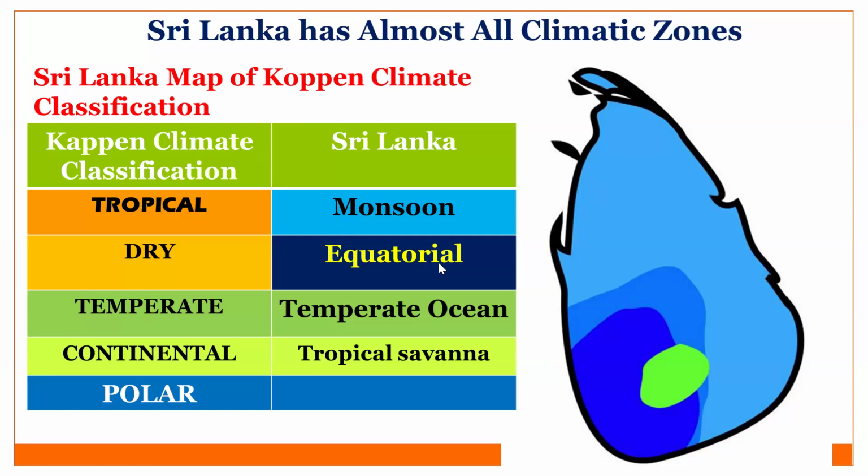Then the temperate zone is in the hill country. Norelia is the place we can call temperate zone. Temperate ocean means a different area, that is rise of temperature in the surrounding ocean. Tropical savanna is here somewhere. Sorry, it's in the intermediate zone.